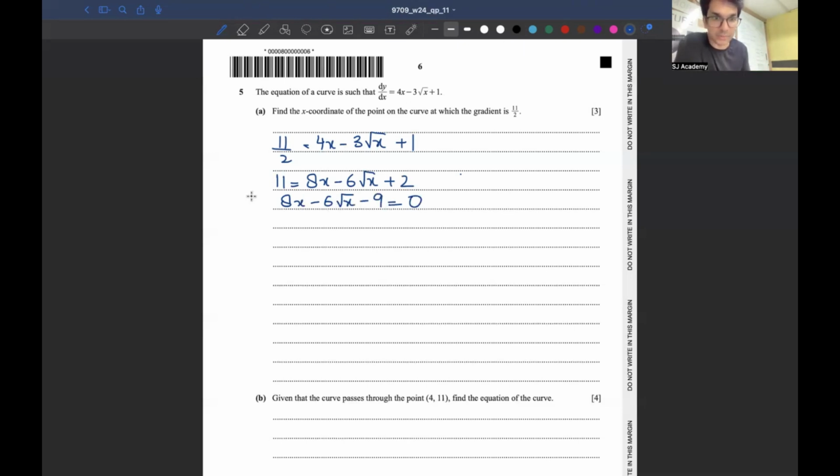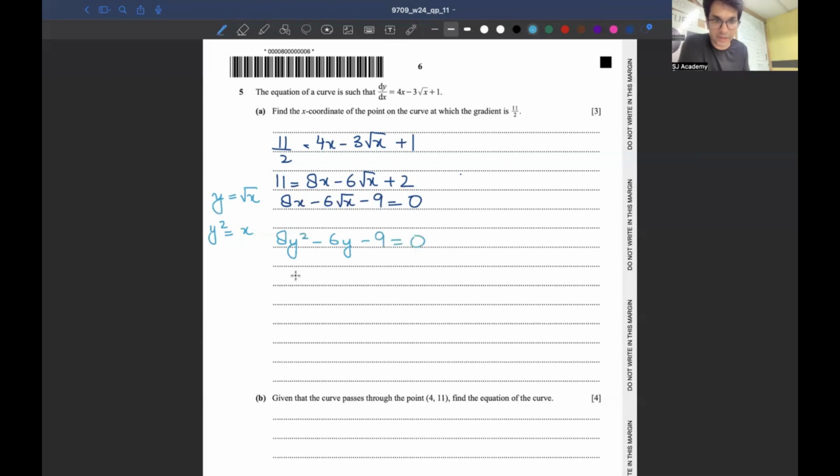We can just use a simple substitution. We can write y equals root x, and y squared will be equal to x, as if you square both sides, you'll get y squared equals x. This equation we can write as 8y squared minus 6y minus 9 equals 0.